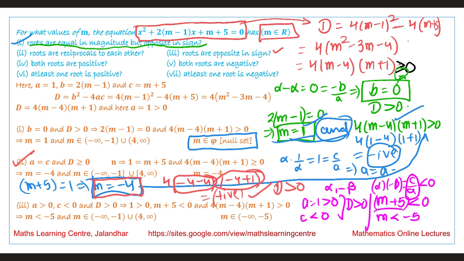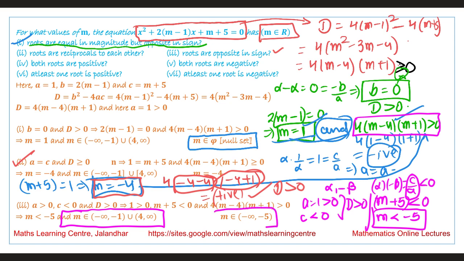minus 5. And if we solve the equation for this discriminant, 4 times m minus 4 into m plus 1 is greater than 0, we obtain the answer in the form that m belongs to minus infinity to minus 1 union 4 to infinity. And the common region we have over here for these two cases, m is less than minus 5, m belongs to this interval, the final answer we obtain is m belongs to minus infinity to minus 5.